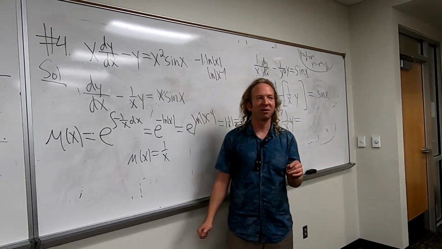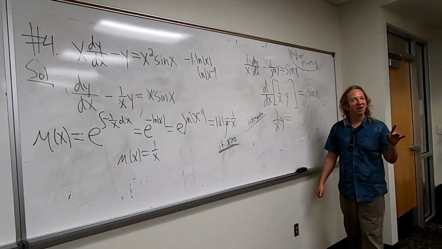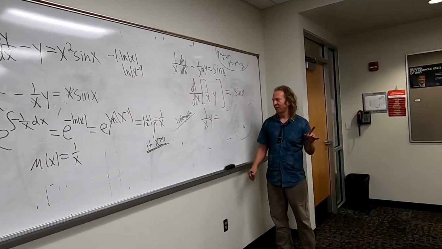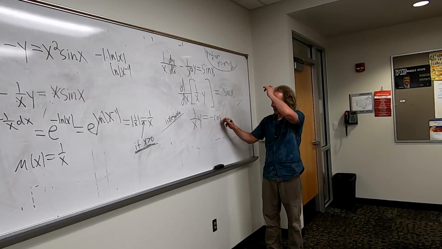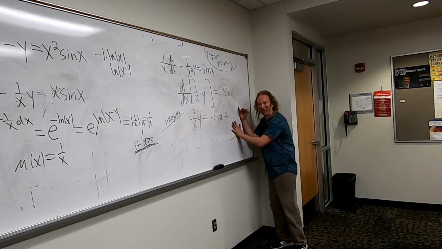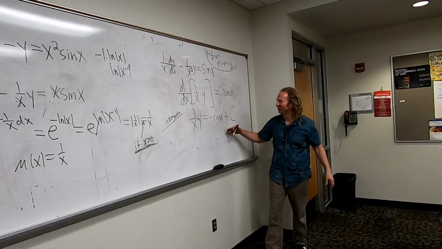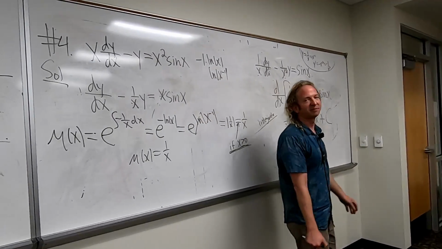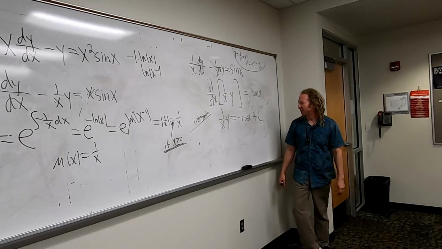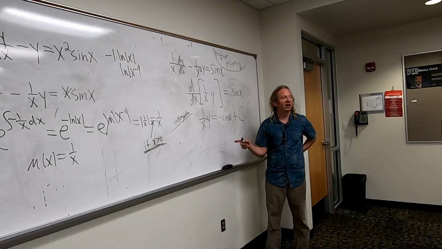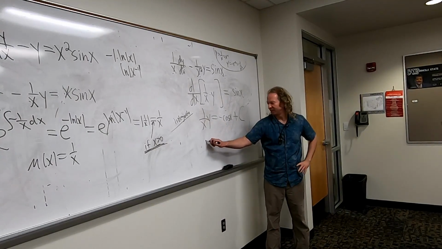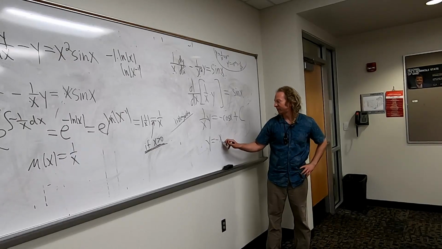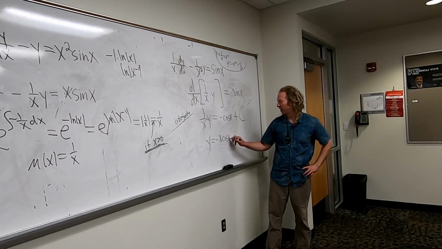Uh-oh, we've got to integrate sine. Let's not mess up here. Is it cosine or negative cosine? Negative cosine. I'm starting to sweat. Plus c. Plus c. And then to finish solving, we just multiply by x. So it'd be negative x cosine x plus c.